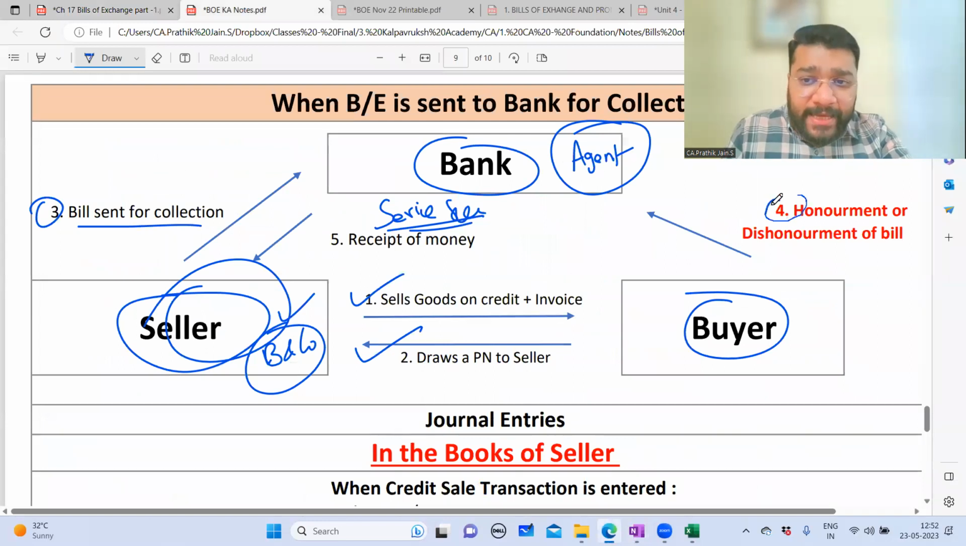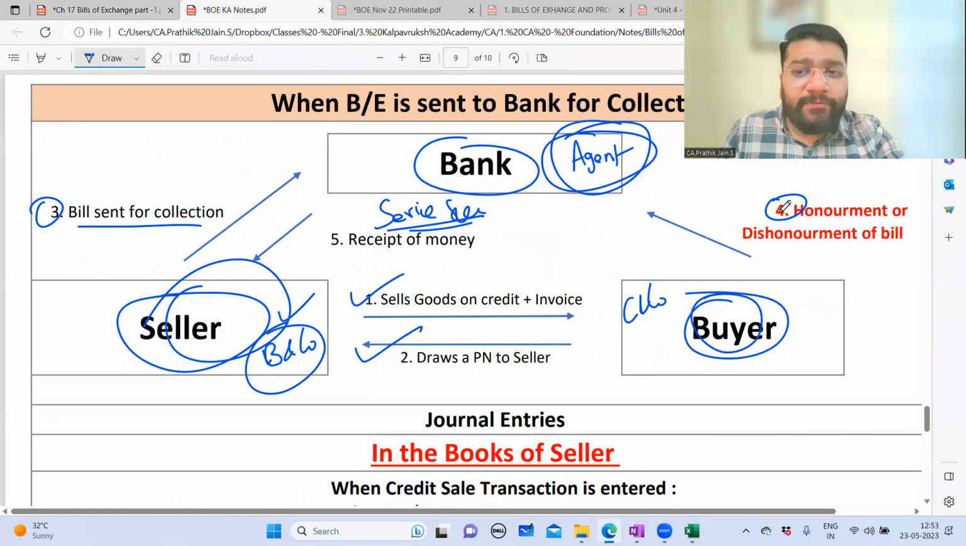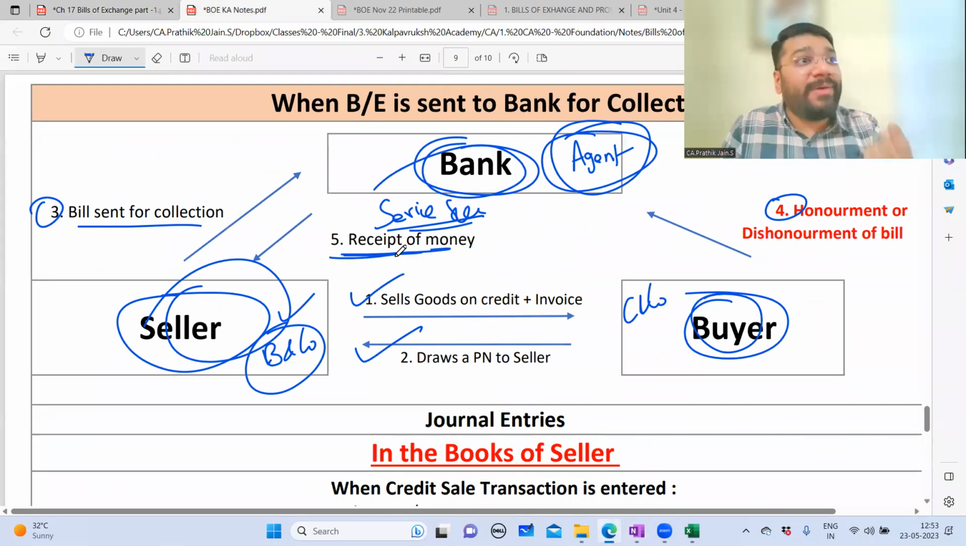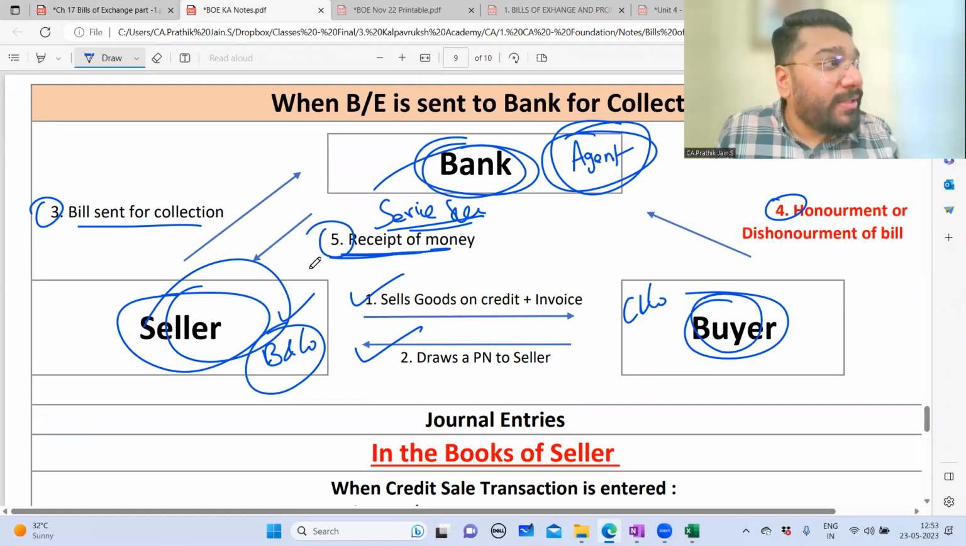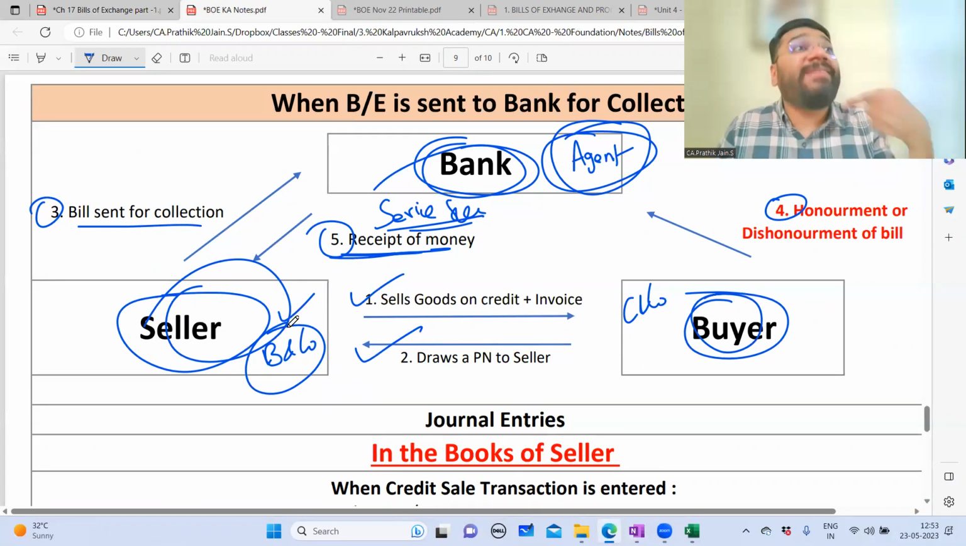Now, guys, come back here. The fourth transaction is happening between the agent, that is the banker, and the buyer, which is C and Co. Do you think we need to capture this fourth transaction in B and Co's books? No. After the fourth transaction, once the money is got by the banker, the banker will now give this money to us. We are receiving the money. Now, can I say the fifth transaction is between the banker and the seller, that is B and Co? This entry we will capture.